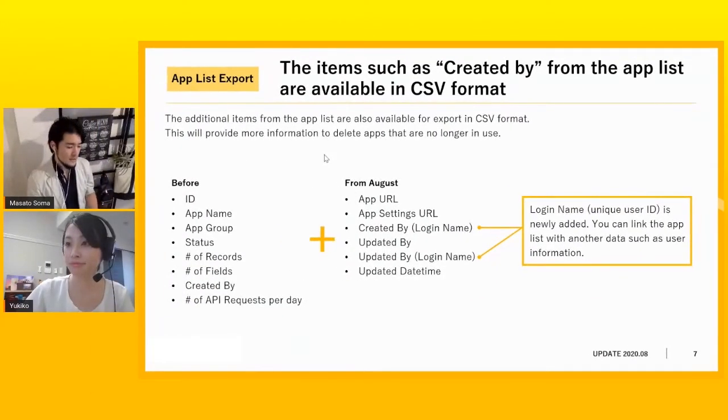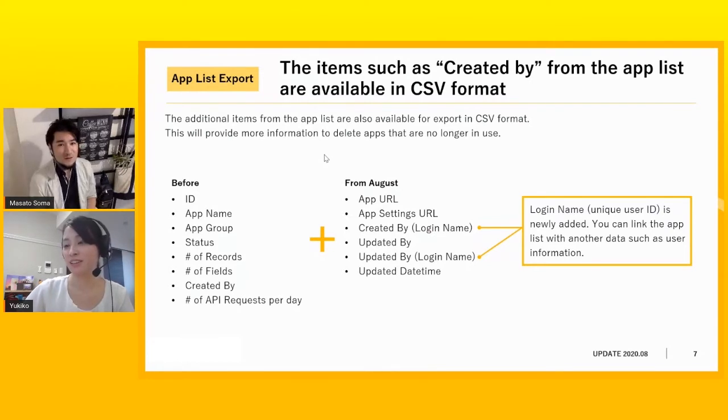So we have to always manage those apps and delete the apps that are not useful, because that will be a mess in your domain. So we added a CSV format export, but the information was not enough. Like you can see in the before, there's a created by. But what if the person who created it leaves the company? You don't know who to contact in that case.